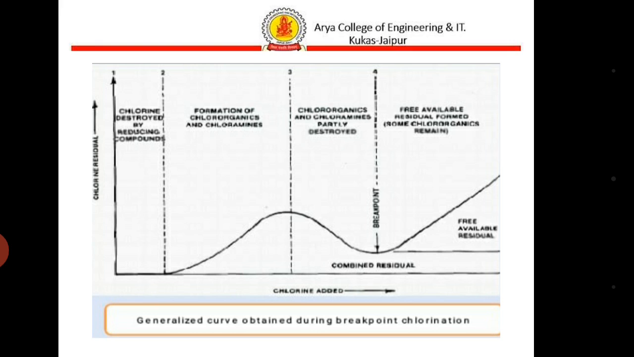In the third stage, a higher dose of chlorine is applied. The amount of free residual chlorine also decreases. When the oxidative destruction is complete, it reaches a minimum. This minimum point is known as the break point. And in the fourth stage, the dose of chlorine increases and the residual chlorine keeps on increasing in direct proportion to the added chlorine. This process is known as breakpoint chlorination.